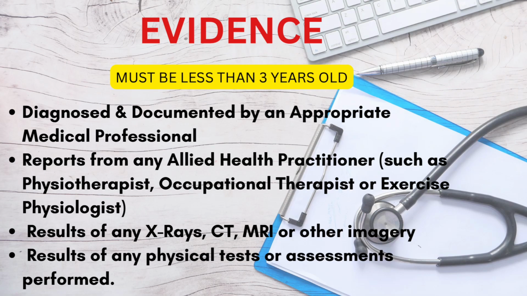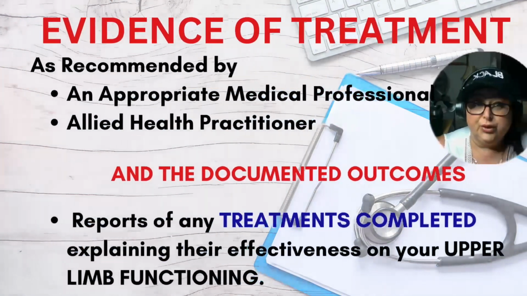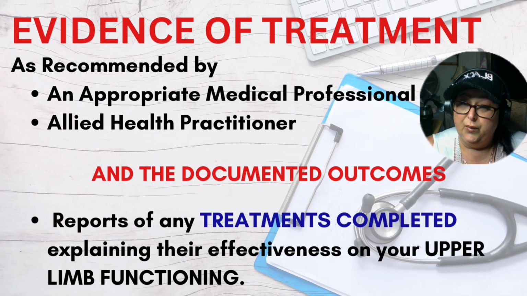Any results from x-rays, CTs, MRIs, ultrasounds, anything that you've got to back it up to support your evidence should be included, anything that's relevant, and any results of any physical tests or assessments that you've had done, whether that be an occupational functional therapy assessment or anything else that you've had done. It's also important to include the outcomes of these treatments and what has impacted your function, whether it's improved it, whether it has not improved it.